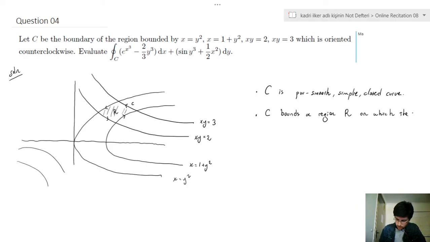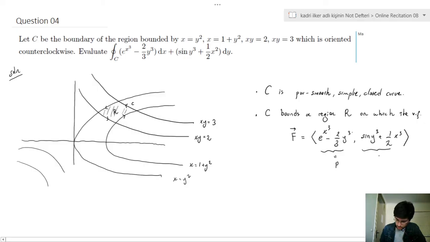So what was our vector field? Let me write it down. F is, somehow we just write an arrow here, but in general I'm going to omit it. This is the first component, and the second component is sine y cubed plus one half x cubed. Let me denote the first component function by p and the second one as q. Clearly this vector field is smooth, so it is defined everywhere.